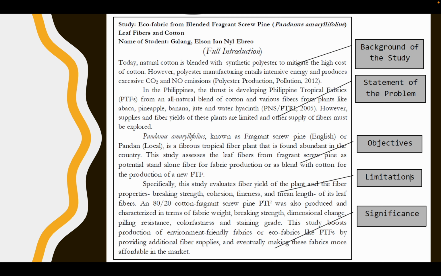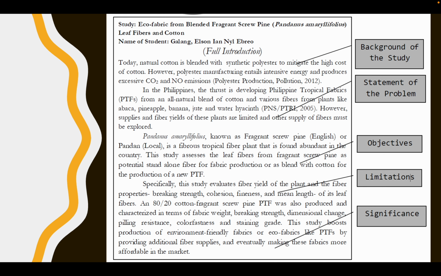So now, we will read an example of a full introduction and identify the parts of the introduction. The study is entitled Eco Fabric for Blended Fragrance Screw Pine Leaf Fibers and Cotton. These are the proponents. So what is the background of the study?